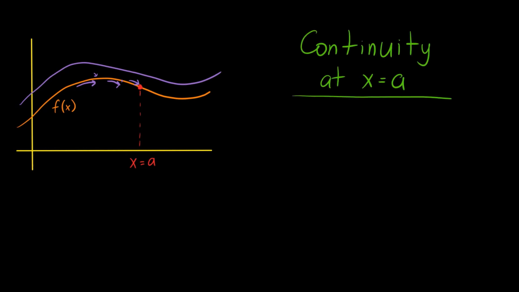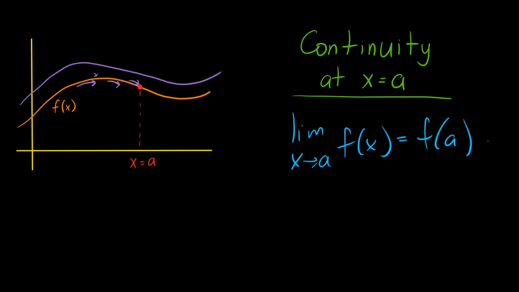Therefore, a function is continuous at some x value, x equals a, whenever the limit as x approaches a of f of x is equal to the function value at x equals a.